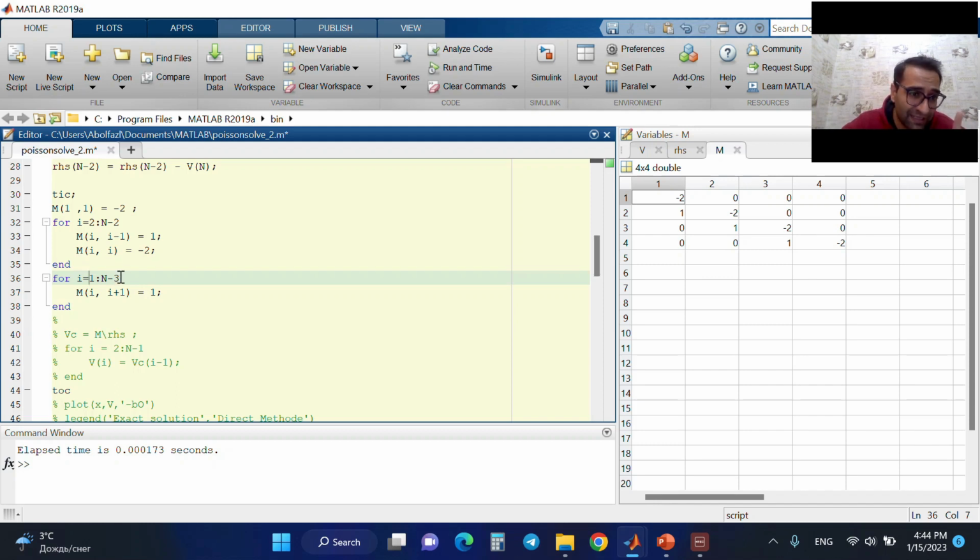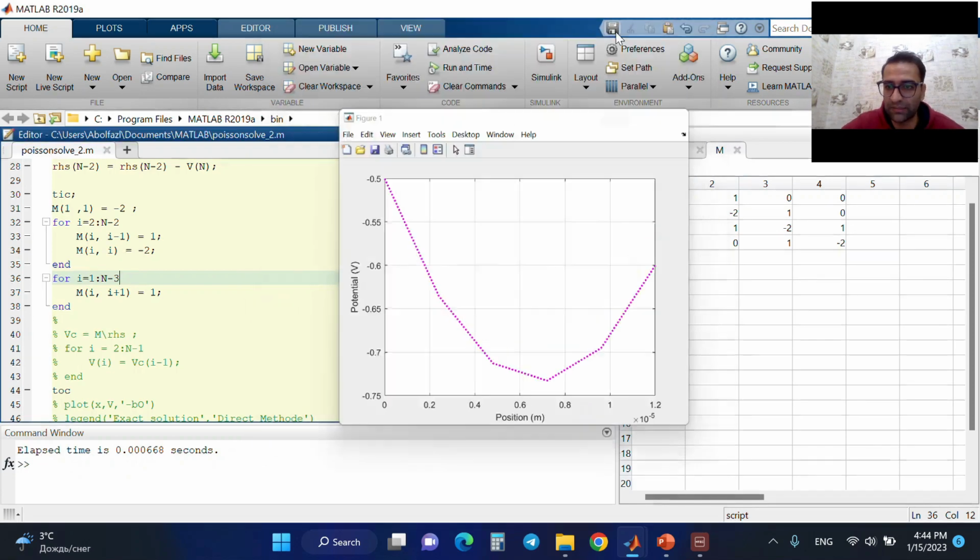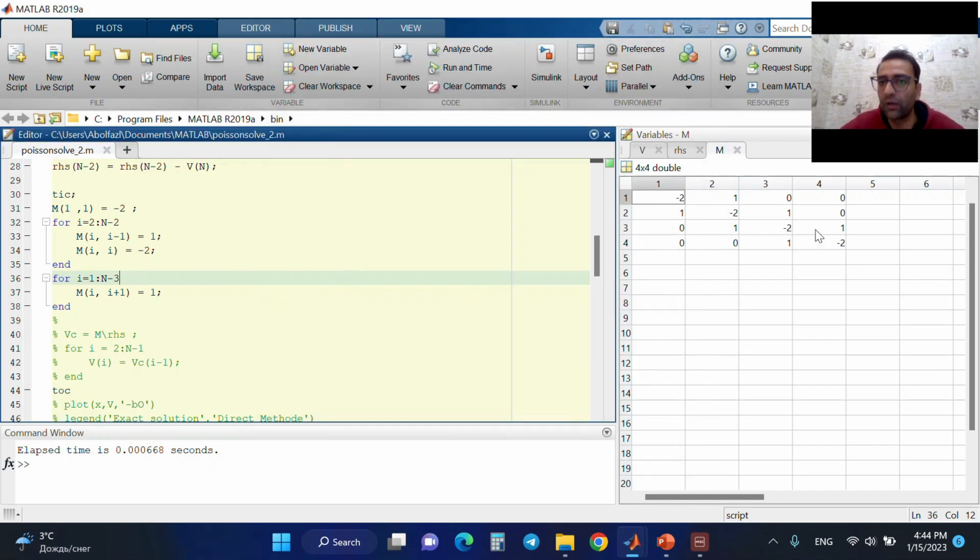That's why it should be from 1 to n minus 3. Why? Because we have I plus 1 here. And if this is n minus 2 plus 1, it will be n minus 1. n minus 1 is 5, and we don't have fifth element. That's why it should be n minus 3. By pressing F5 and updating matrix S, you see that I generate all element here at this matrix.